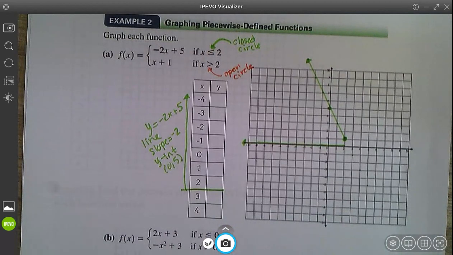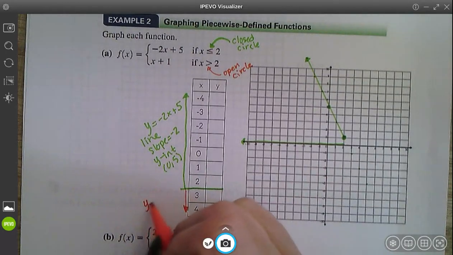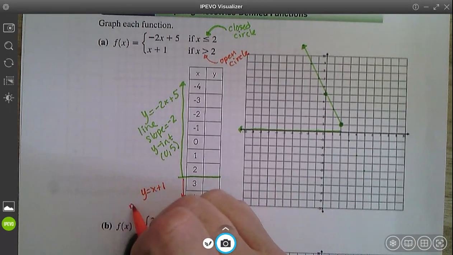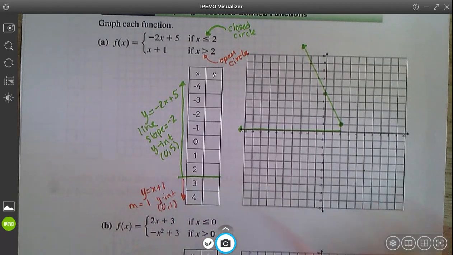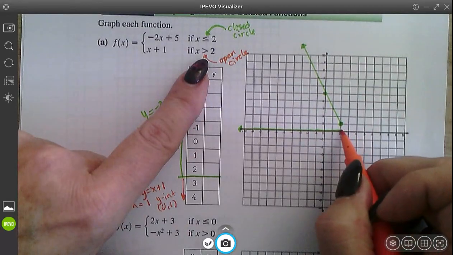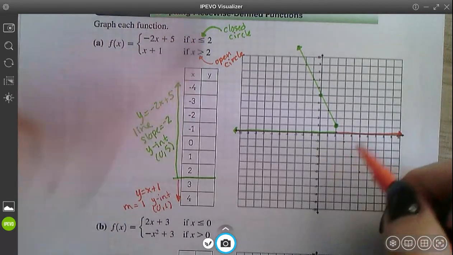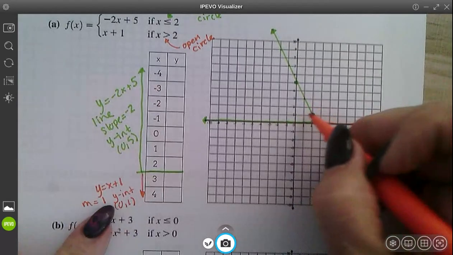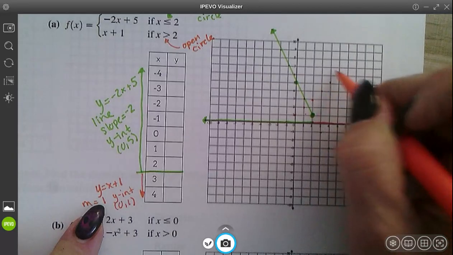And then where my rule changes, I'm going to follow the rule y equals x plus 1, which is also a line that has a slope of 1 and a y-intercept at 0, 1. So I'm going to put that on the interval when x is greater than 2. So that's going to go on this part of my graph. So I'll put my y-intercept at 0, 1. And then follow a slope of positive 1. So over 1, up 1, and I keep that slope going.